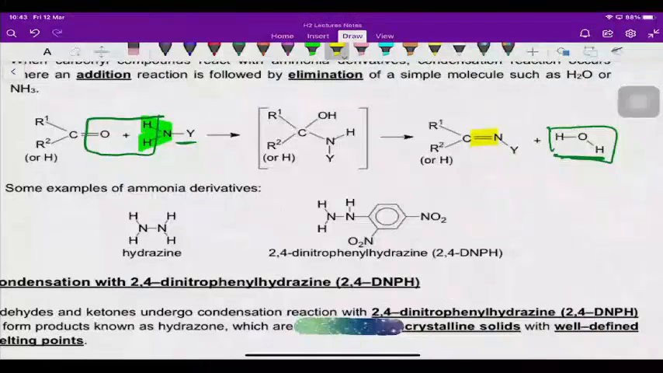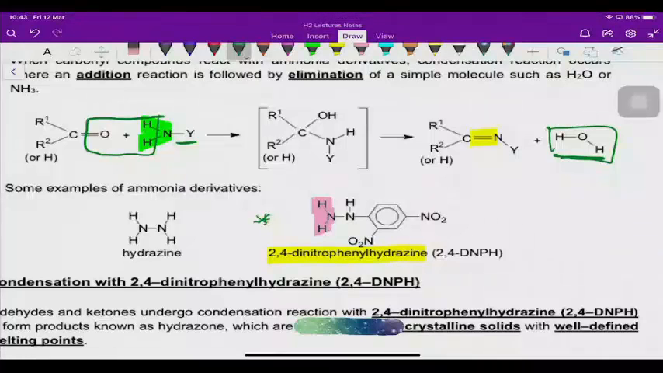One specific one that always comes out in your syllabus is the 2,4-DNPH, or 2,4-dinitrophenylhydrazine. You can just use 2,4-DNPH. No need to spell out the whole thing. So this one, we are still focusing on this part of the molecule for the reaction, but you still need to remember the rest of the structure. They will ask. It is in the syllabus.